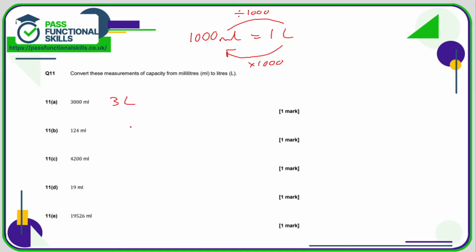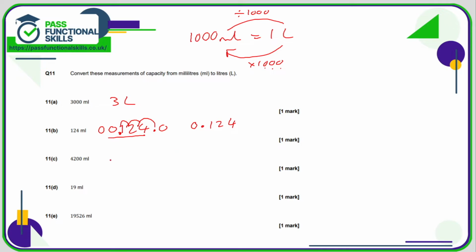124 millilitres, to divide that by 1,000, it might be easier if we write 124.0 and put a few zeros in front. If we're dividing by 1,000, we need to move the decimal point 3 positions to the left to make it smaller. So 1, 2, 3, and our answer is therefore 0.124.